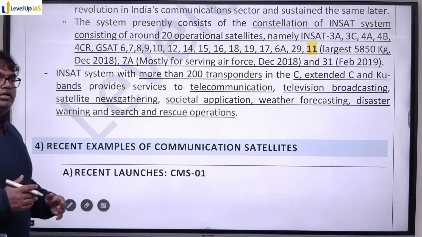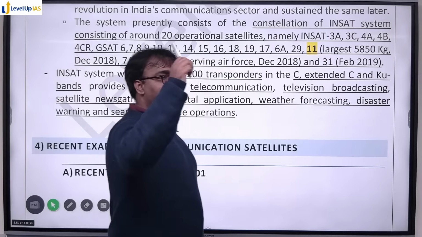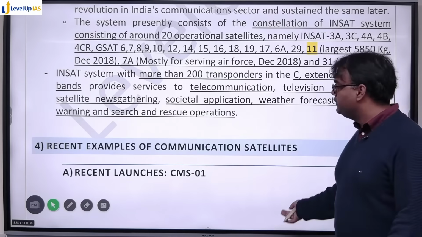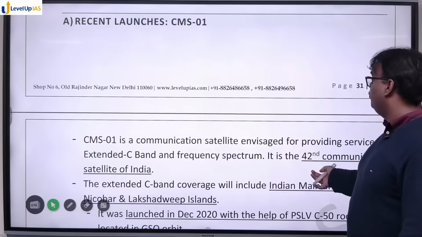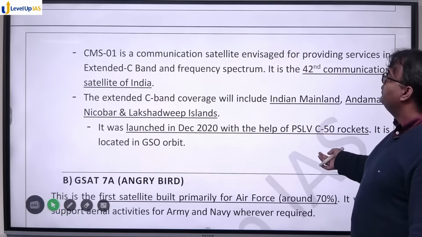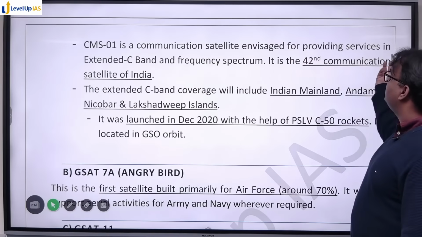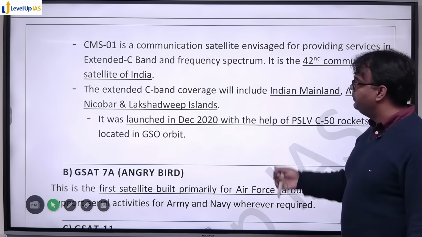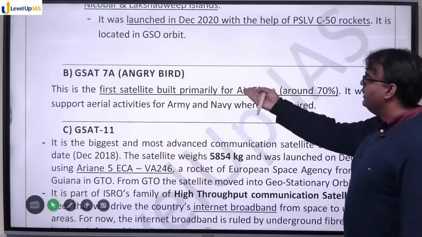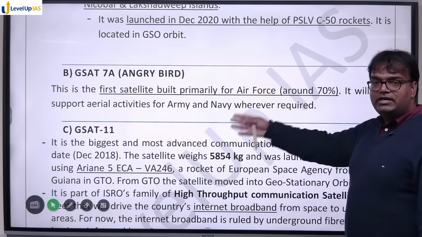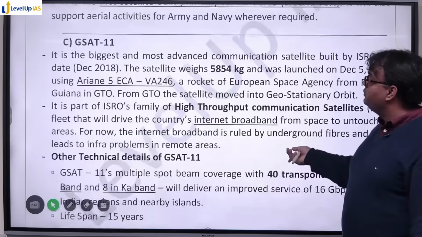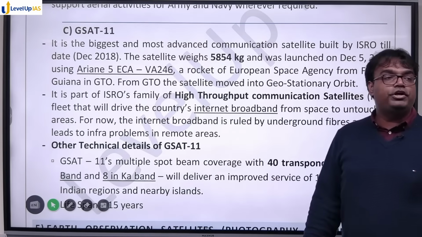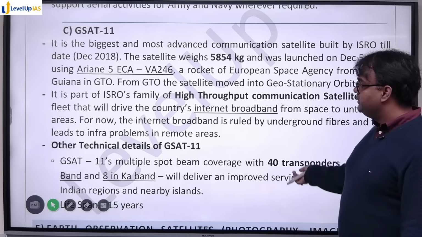As I was saying, now that INSAT series, GSAT series, those have been done away with. Now we use more common names. So, for example, communication satellite 01. CMS 01 is a communication satellite envisaged for providing service in extended C-band and frequency spectrum. It is a 42nd communication satellite of India. GSAT 7A, Angry Bird ऐसा लिखा हुआ है. GSAT 11, the largest and heaviest of our communication satellites launched so far. It was launched using Ariane 5 rocket of European Space Agency.